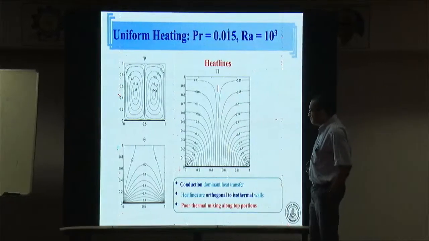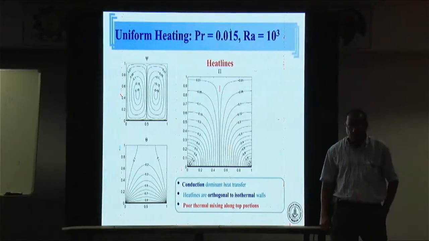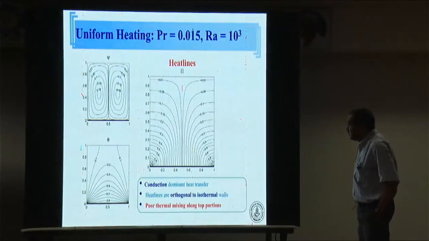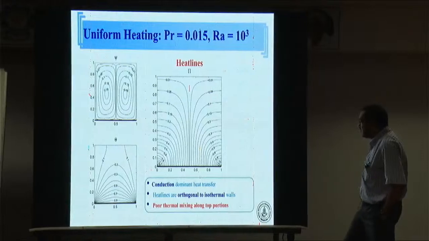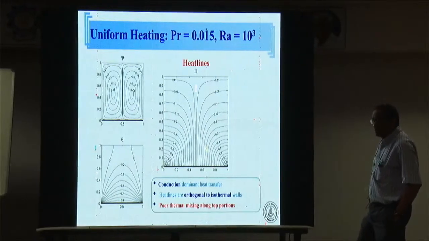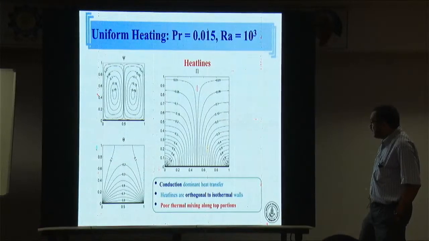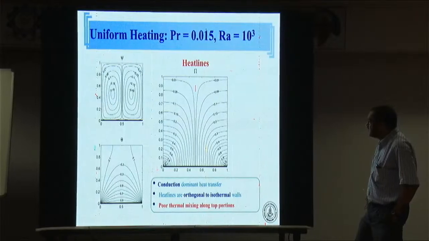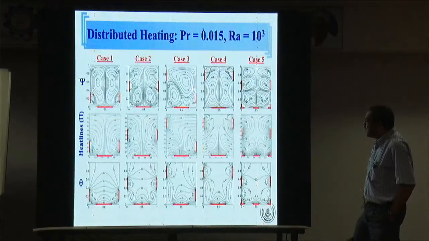So, this is the very interesting part, how we can see the energy. We cannot see the energy, but mathematics provides a tool which gives the energy flows. The conduction dominant transfer, and heat lines are orthogonal to the isothermal walls, and poor thermal mixing along the top portion. These are the outcomes for the heat line. Next slide please.